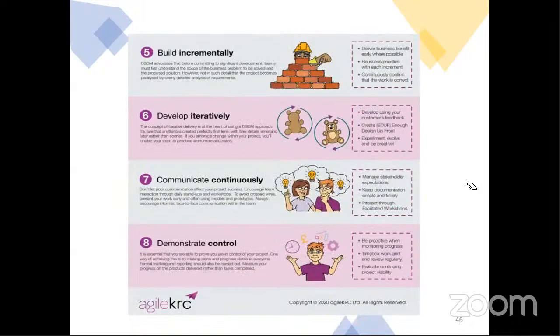The next principle is build incrementally. Deliver business benefit early whenever it's possible. Release, reassess the priorities with each increment. Continuously confirm that work is correct. So incremental builds will help us to improve the quality.